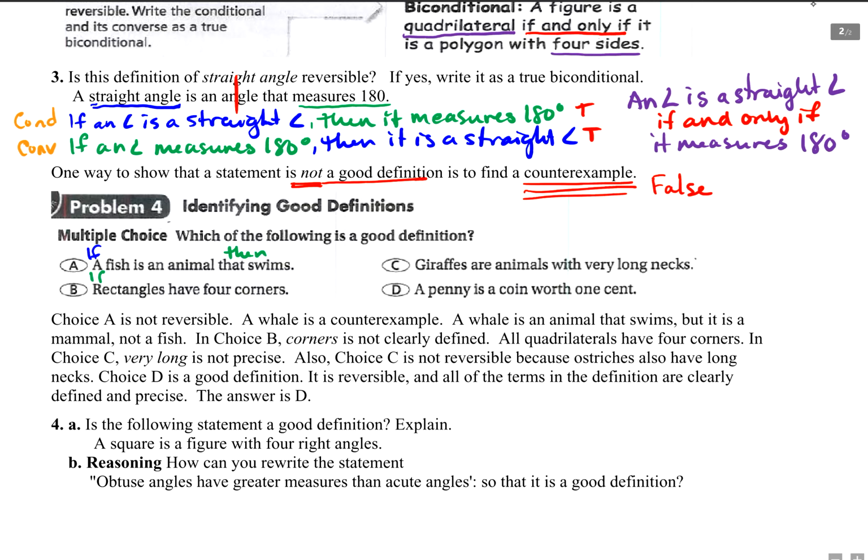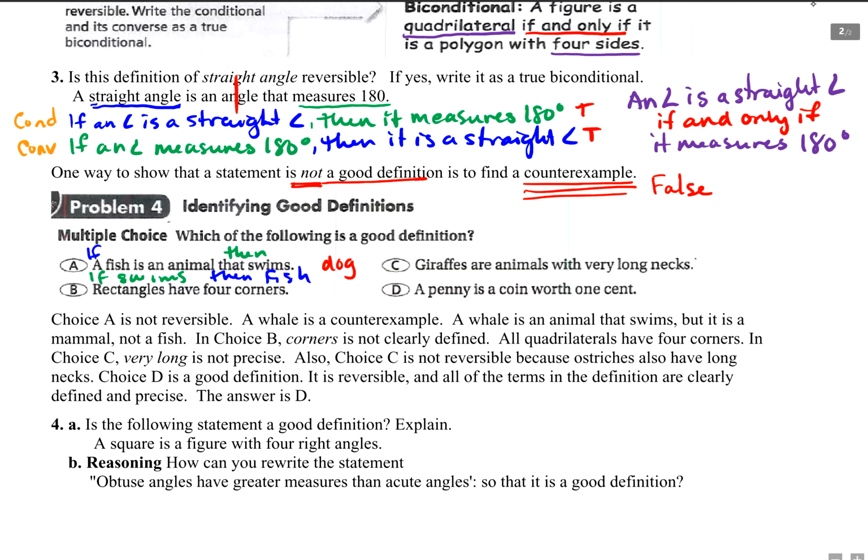What do we put in? If an animal swims, then it is a fish. Does that work? No. Can we find any counterexamples? Most definitely. Dogs swim, cats swim, dolphins swim. Lots of things swim. Giraffes, I believe, could possibly swim. I don't know. I assume pretty much everything knows how to swim. Elephants swim. All right, let's look at the next one.